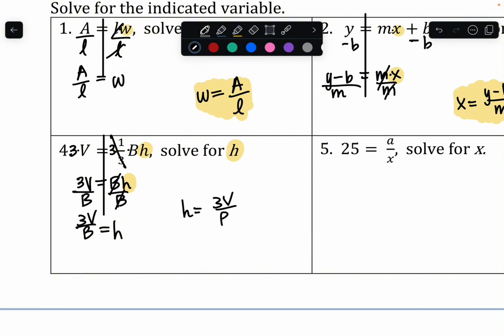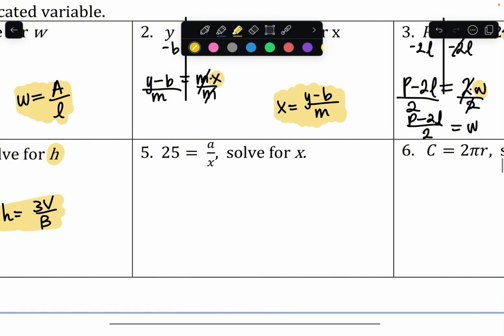Now, I want you to know that if, and I see this a lot, you had 1/3 b on bottom, that's not wrong. It's just not simplified to have a fraction within a fraction. Okay, and so the best answer and the way you would need to write your final answer is 3v over b.